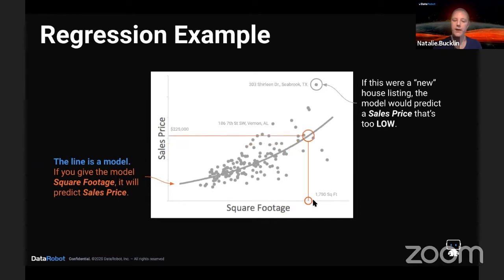So you might have noticed that we just increased it from 1,500 square feet to 1,750 square feet, and the model predicted that the sales price will increase. We went from $200,000 to $225,000. And for any point along this line where we give the model a square footage, it will give us a sales price. So that is an example of how the model learns.